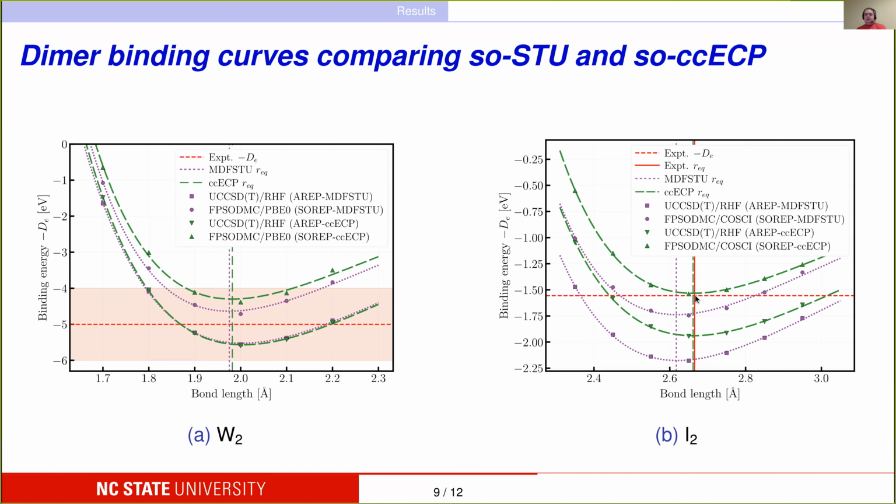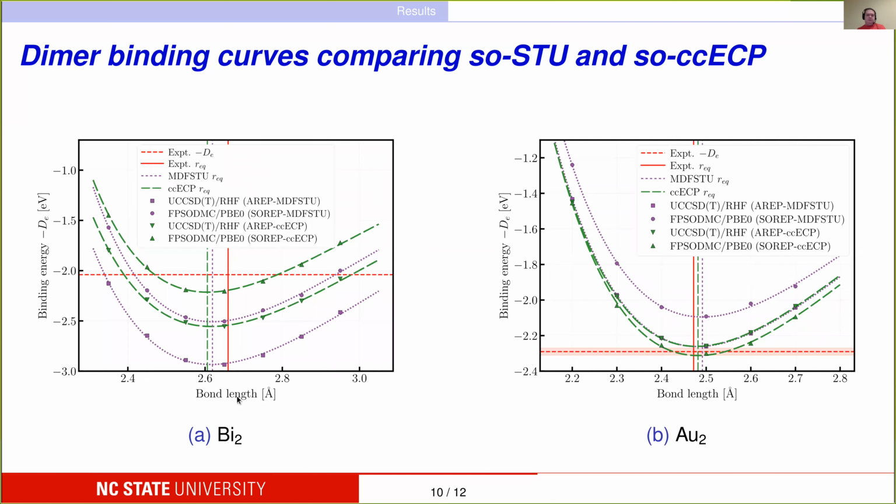Here we have the iodine dimer, and you can see that our spin orbit ccECP actually fits very nicely with experiment, and our predicted equilibrium geometry lays right next to the vertical red line indicating the experiment. And here with the binding energy curve, the binding energy at the equilibrium is very, very close to what we get with experiment as well.